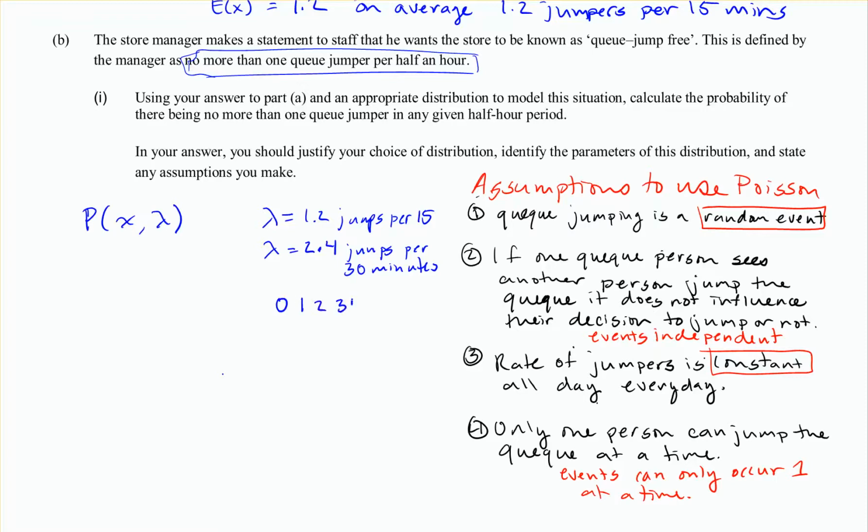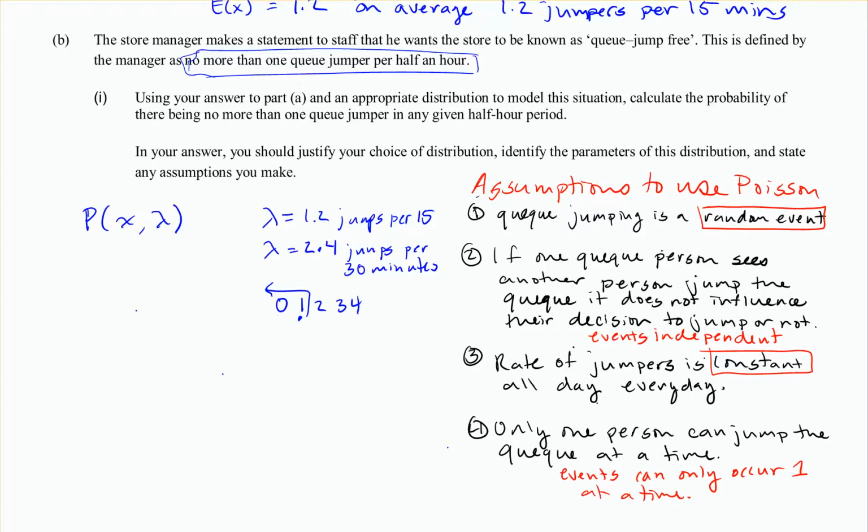So he's saying no more than one queue jumper. So that's this category that he wants to include. And our dot's always to the left. So he's okay with 1 and he's okay with 0, but he's not okay if you have any more than that happening in half an hour.